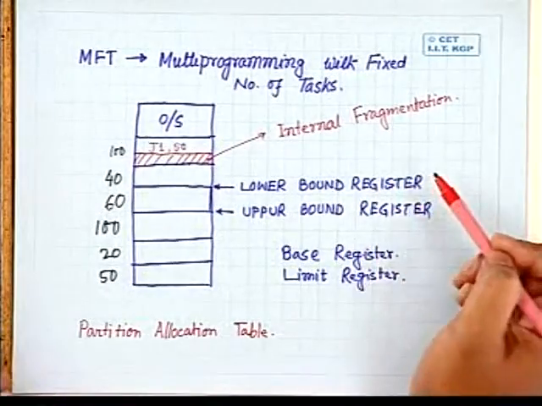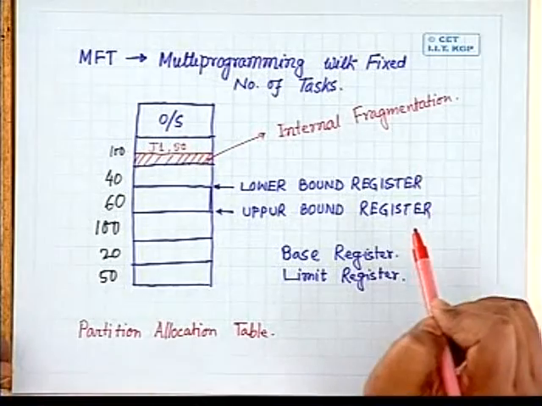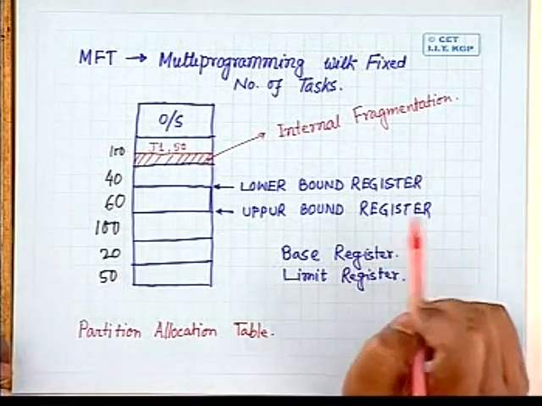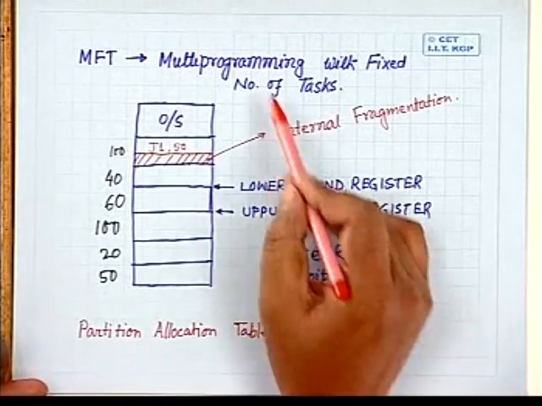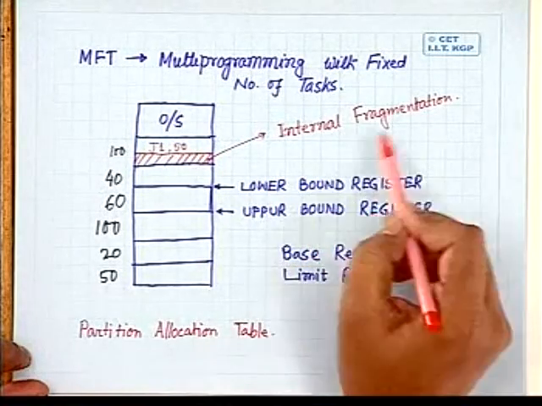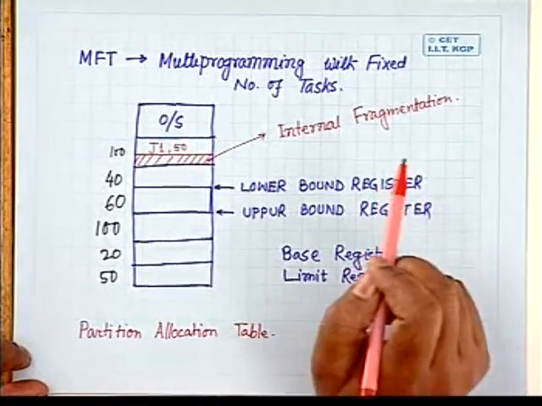Obviously, these are the fragmentations. The fragmentations are never desired in a system because this leads to wastage of memory. So we should think of a technique by which the fragmentation can be minimized. And there is a technique which is called MVT technique, or multiprogramming with variable number of tasks, that we will see in the next class.